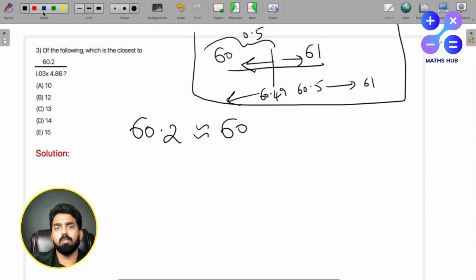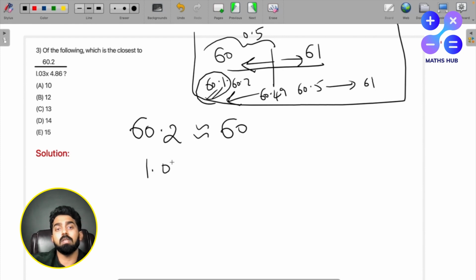But there's more nuance to it. Basically, the closer it is to this side, the better the approximation. So if it is 60.1, it is closer to 60 than 60.2 is. Correct? This is a better approximation. But anyway, here we have 60.2. It's approximately equal to 60.